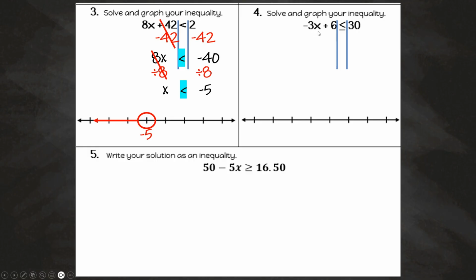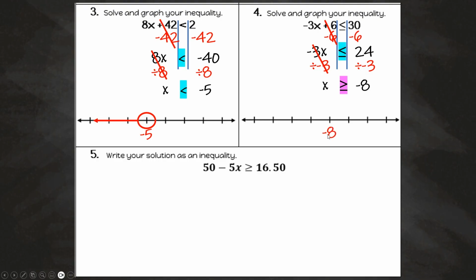Question 4, -3x plus 6 is less than or equal to 30. First thing we're going to do is add or subtract the constant. In this case, we have the +6. So we are going to subtract 6 from both sides. We get -3x is less than or equal to 24. Now we have to get rid of the coefficient to the x. So to remove this coefficient, we have to divide by -3. And when we divide by a negative, the inequality sign is going to flip. So x is now greater than or equal to -8.